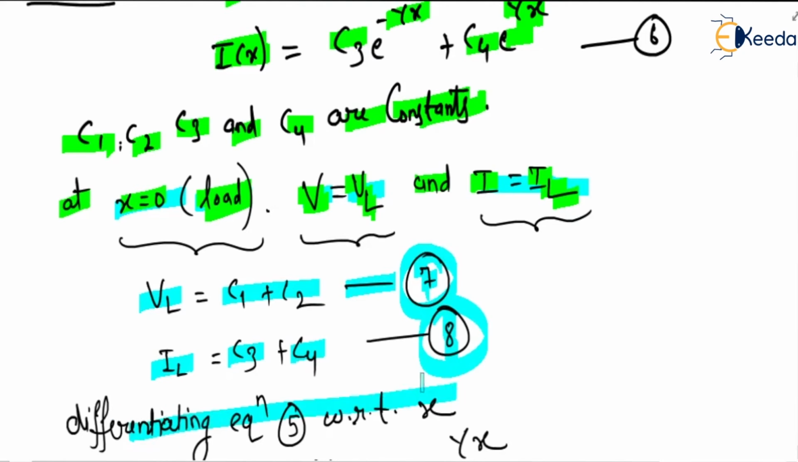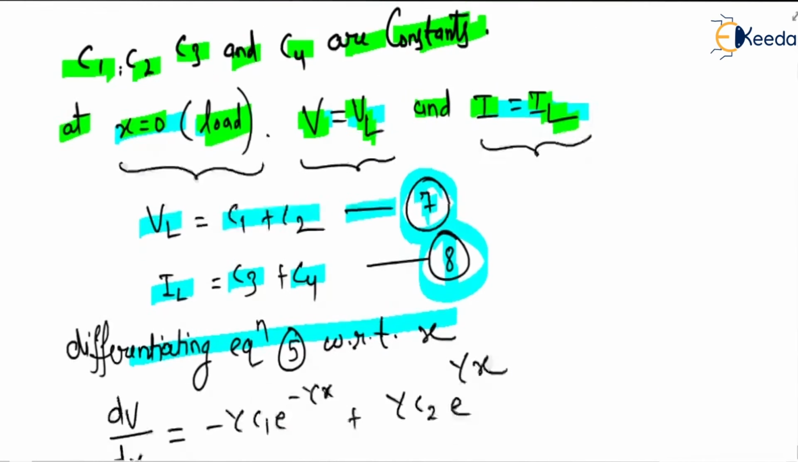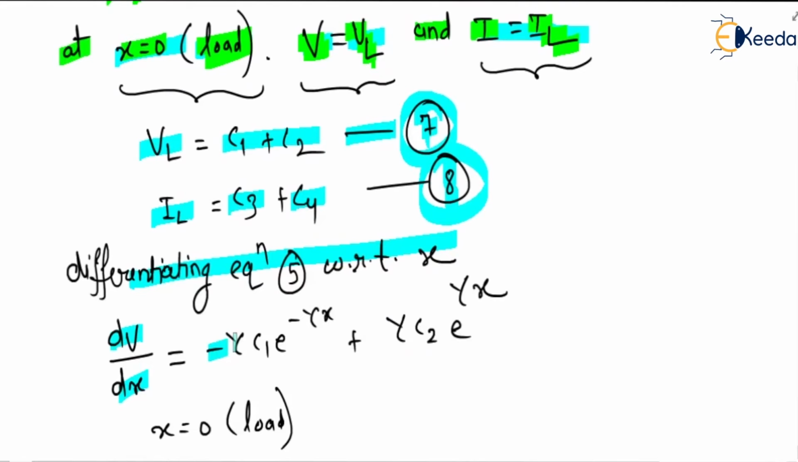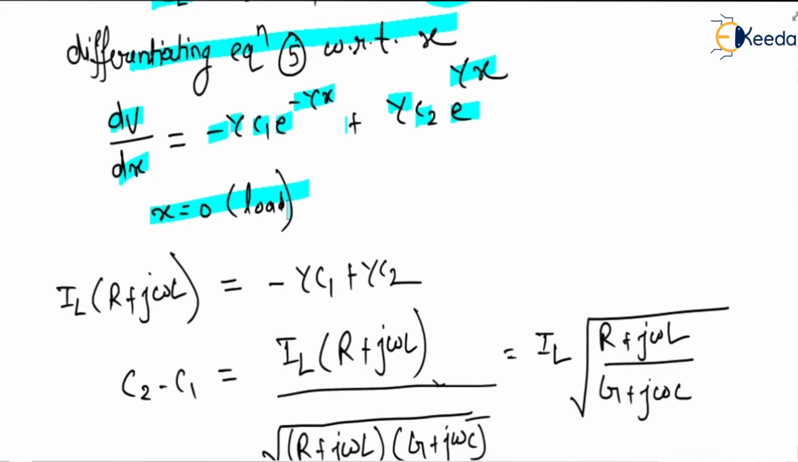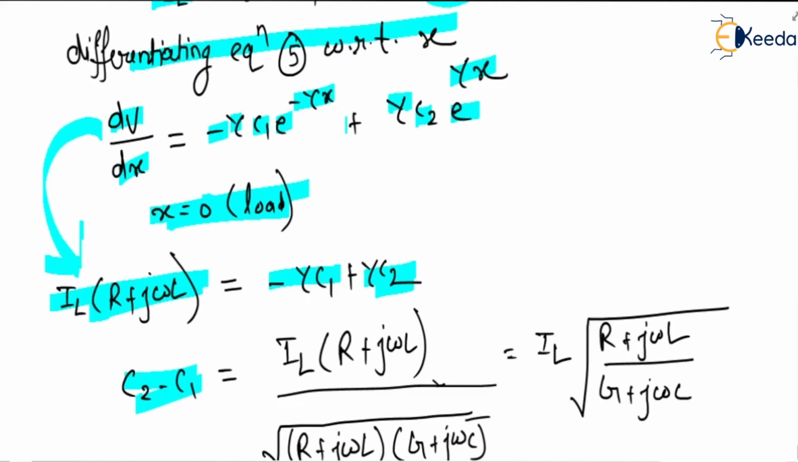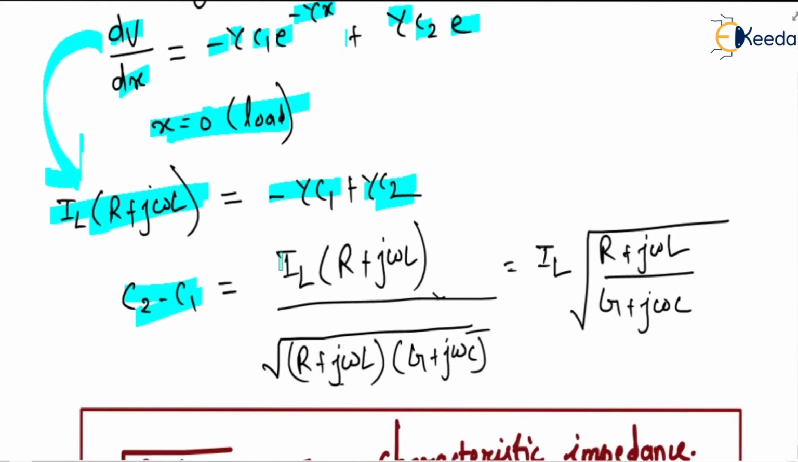Right. Differentiating equation 5 with respect to x, dV over dx is minus gamma C1 e to the power minus gamma x plus gamma C2 e to the power gamma x. At x is equal to 0, there is a load. So dV over dx is IL into R plus j omega L, which is minus gamma C1 plus gamma C2. So C2 minus C1 is IL into R plus j omega L divided by gamma.